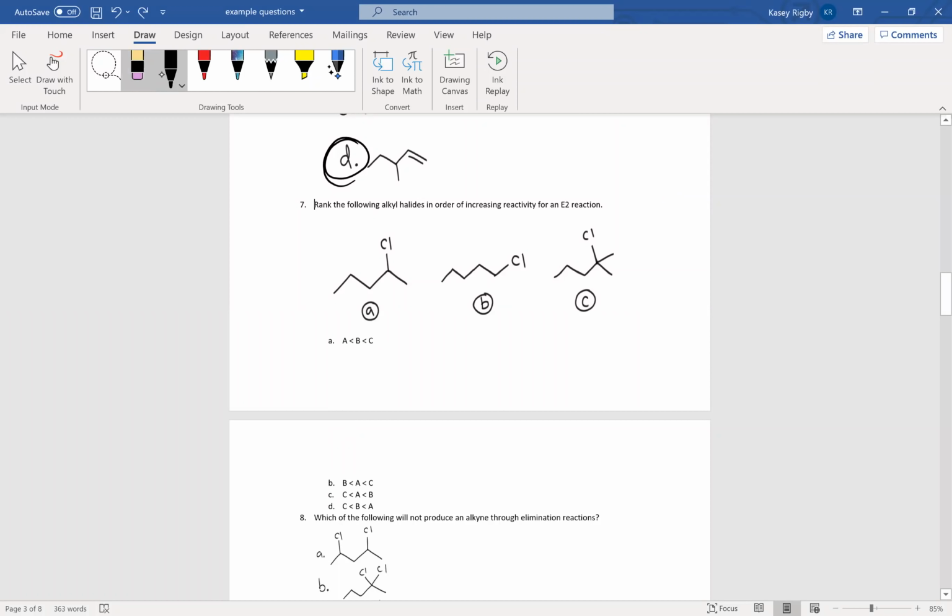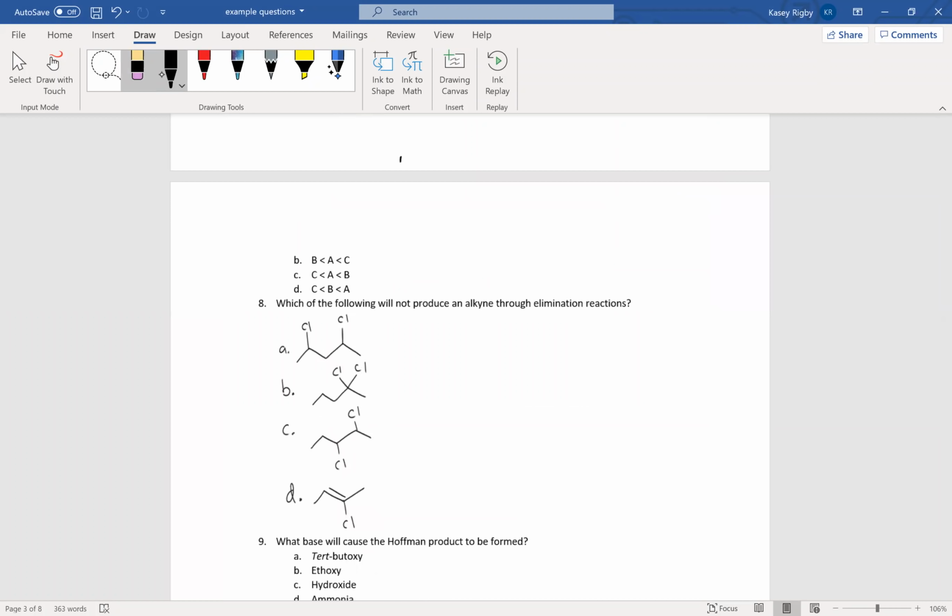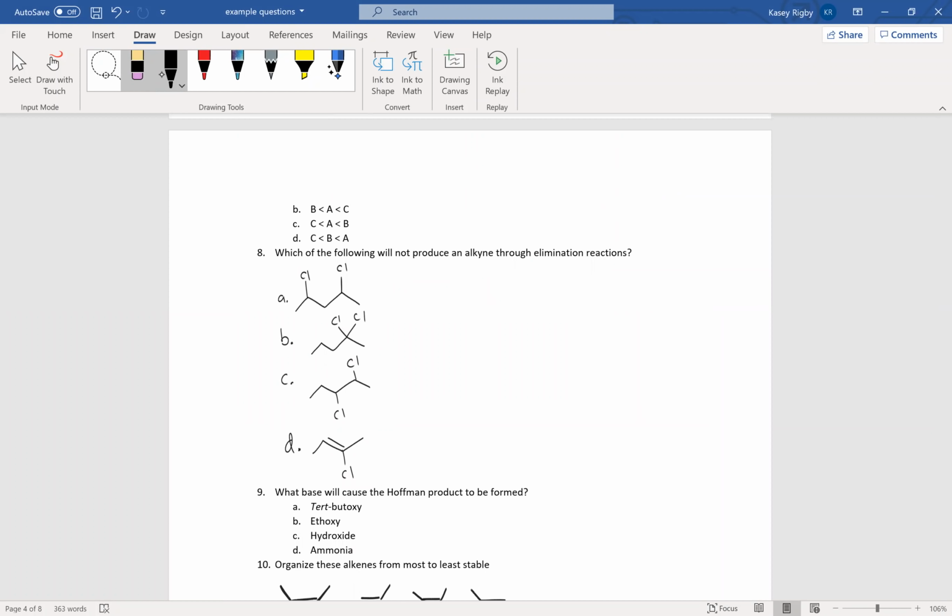So let's continue on. This next question has to do with making an alkyne. Which of the following will not produce an alkyne through elimination reactions? Like I said before, we have to have either a vicinal dihalide or geminal dihalide. We can see here, this one is a vicinal dihalide. This one's a geminal dihalide, which leaves these two as our suspects. However, look at D. It's already gone through the first step of E2. It could do E2 again and end up with an alkyne. So this one works as well. So the only one that does not work is A.